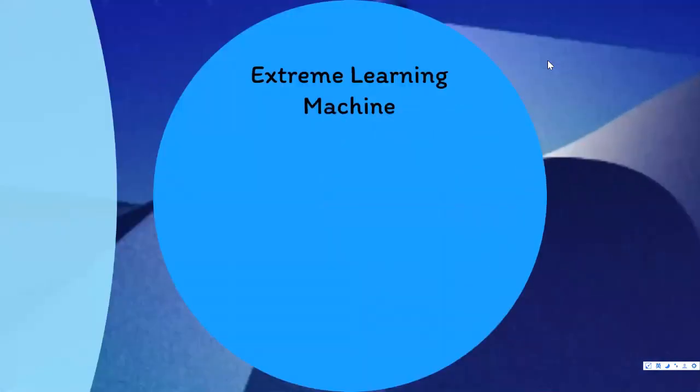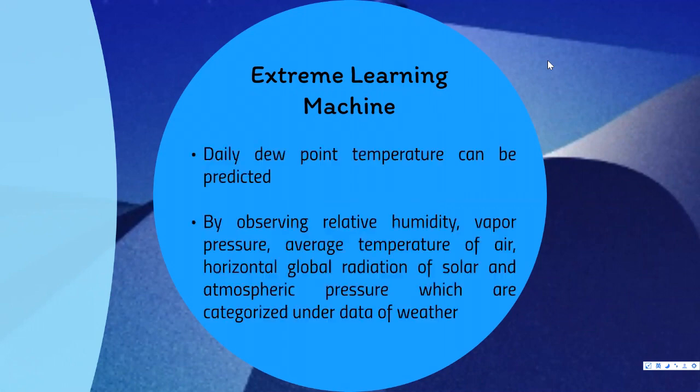There is only one algorithm involved in this situation, which is extreme learning machine. Extreme learning machine can be used to predict daily dew point temperature. This can be done by observing relative humidity, vapor pressure, average temperature of air, horizontal global solar radiation, and atmospheric pressure, which are categorized as weather data.